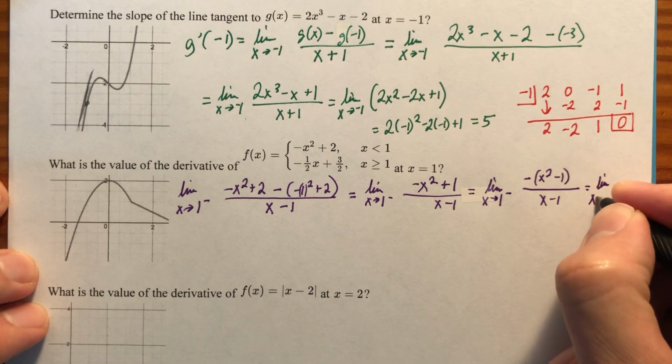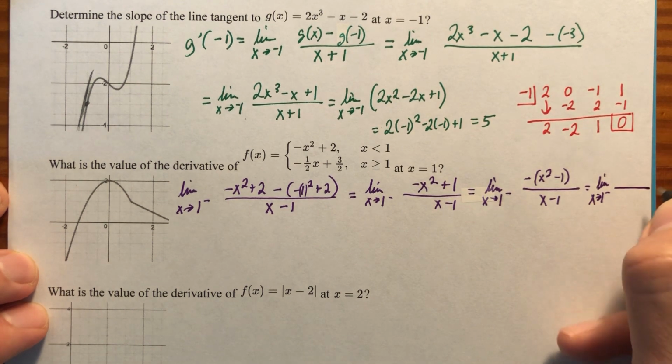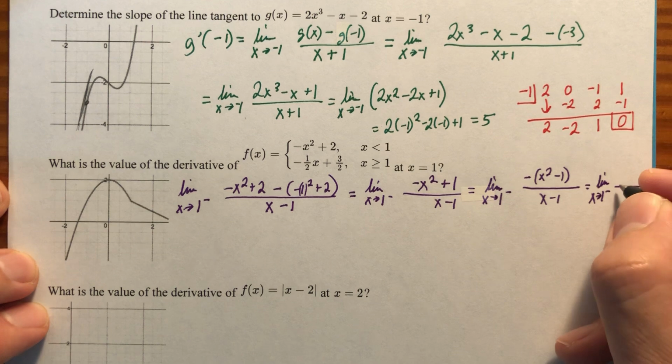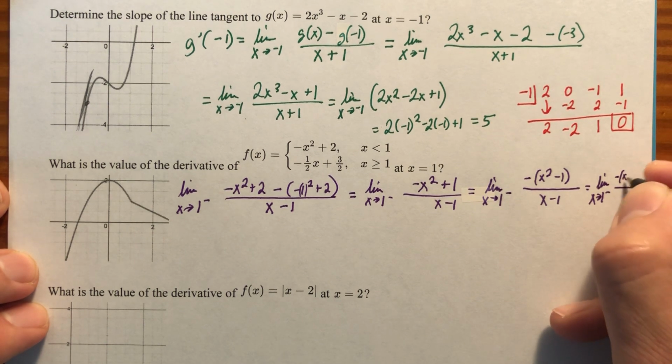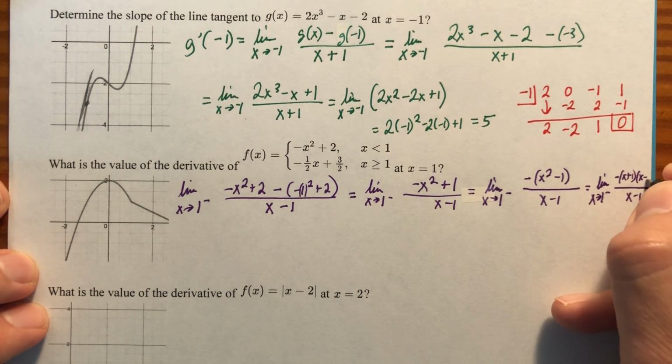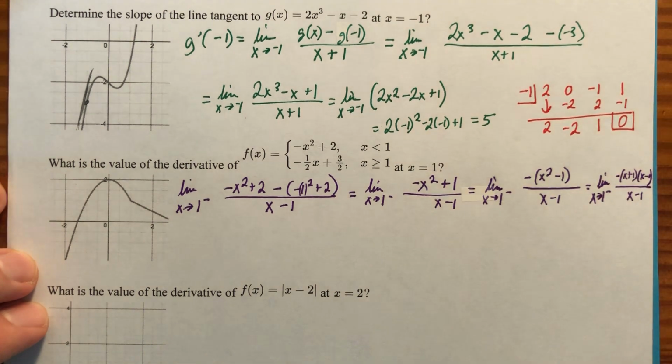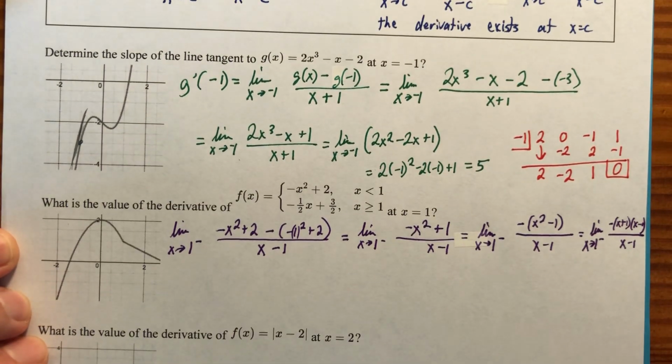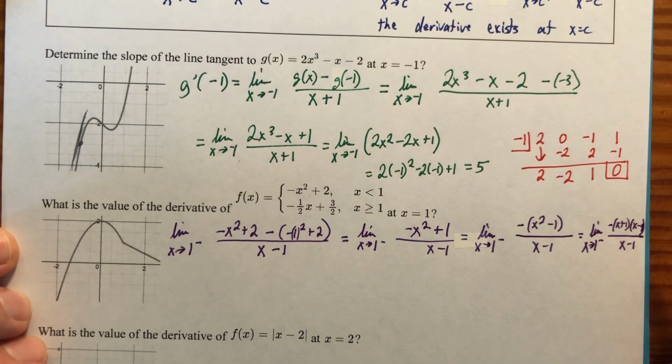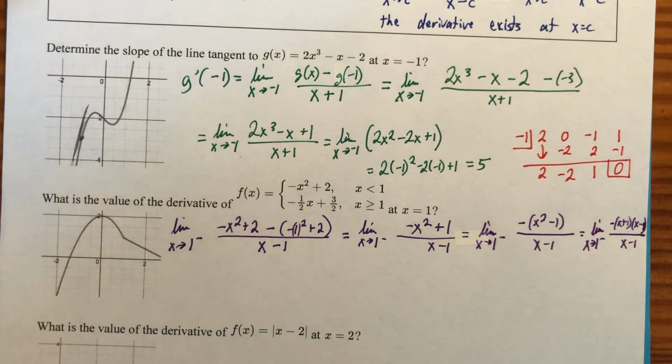The limit as x approaches 1 from the left. Denominator is the easy one to write in this tiny space. Numerator is negative, and then x plus 1, x minus 1. Oh, is it going to work? Yes, I was able to squeeze it in. That says x plus 1, x minus 1 with a negative in the front. That's the negative we factored out.